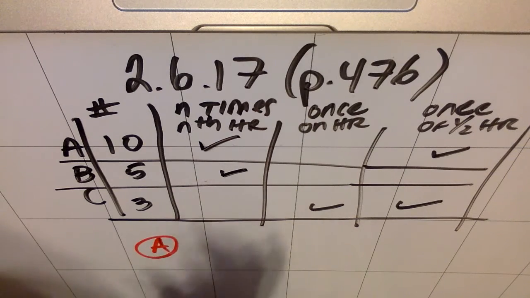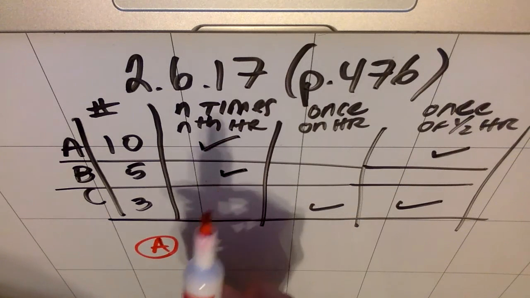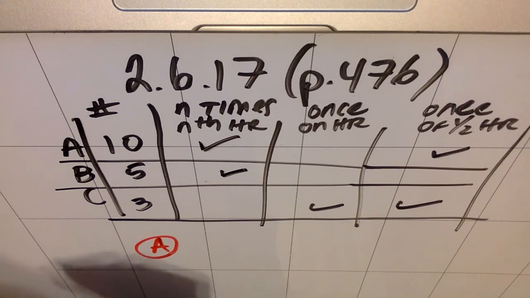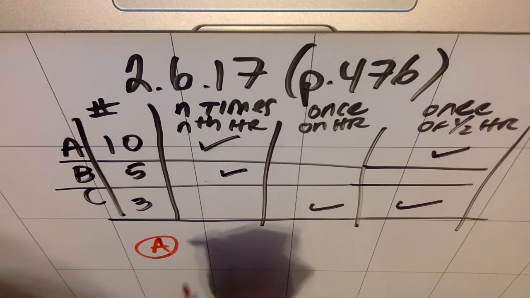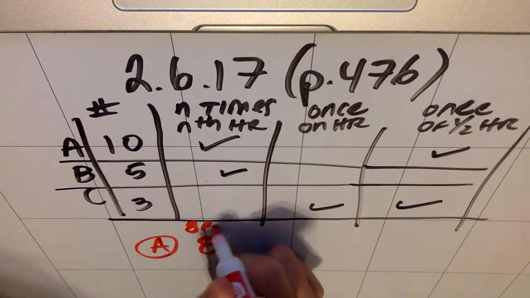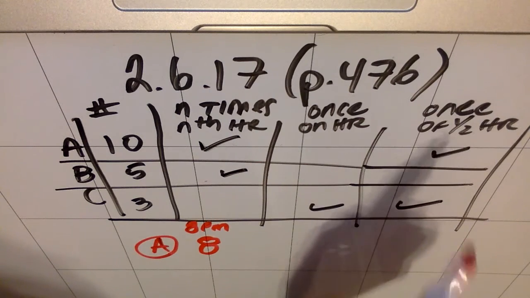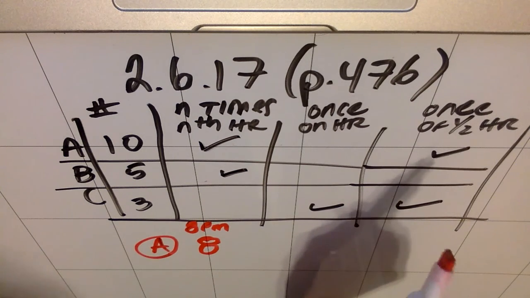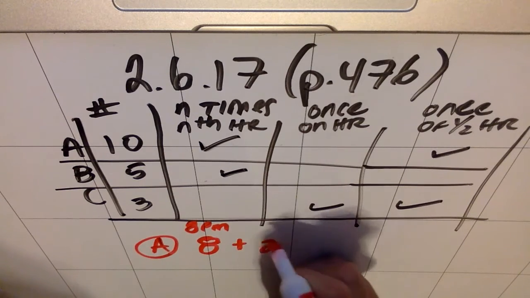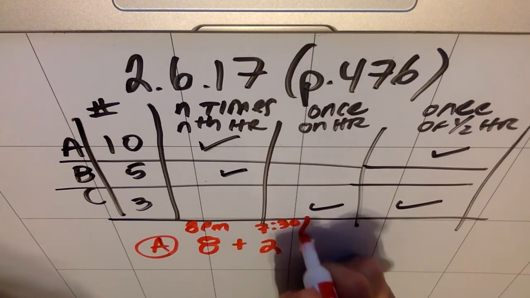So let's start by talking about clock A. Type A clocks will chime n times on the hour. The only hour that's going to happen in between 7:15 and 8:45 is 8 o'clock. So that'll be 8 chimes, because that'll be 8 chimes at 8 p.m. But clock A will also chime once on every half hour, which would be 7:30 and 8:30. So there will be 2 chimes because of 7:30 and 8:30.